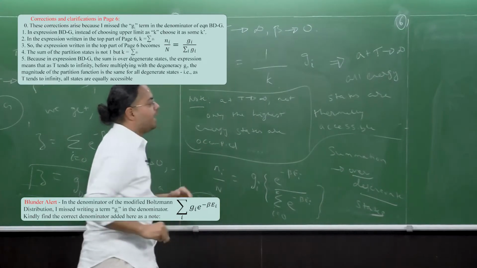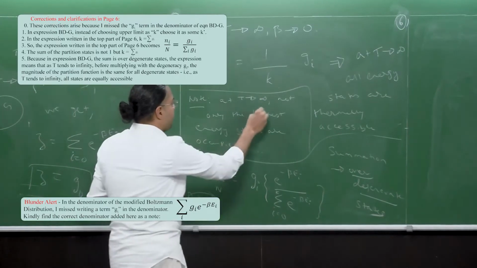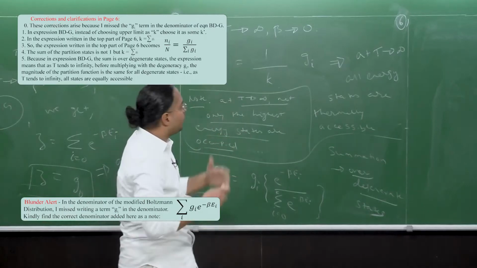What it tells you is that all states are equally likely occupied. Okay, right? So this is a myth which has to be dispelled. Okay, so what did we do so far?